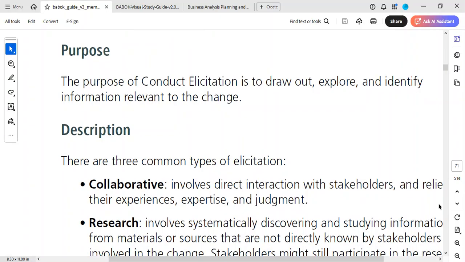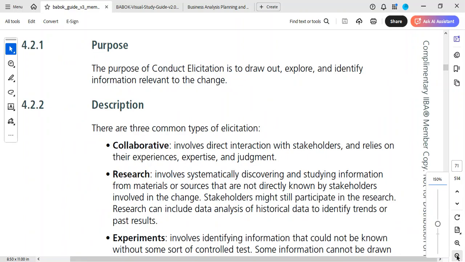Now, description. For description, let me reduce our page a little bit. So for description, there are three common types of elicitation. Okay? Collaborative, research, experiment. Now, collaborative involves direct interaction with stakeholders and relies on their experiences, expertise, and judgment. So when it comes to collaborative, it's kind of putting heads together. You have one or two or more people, brainstorming, talking about stuff.